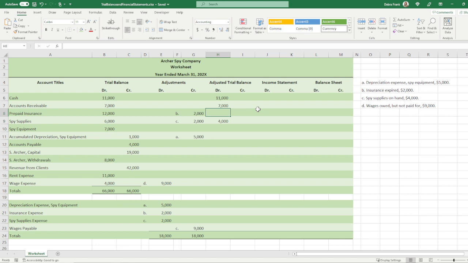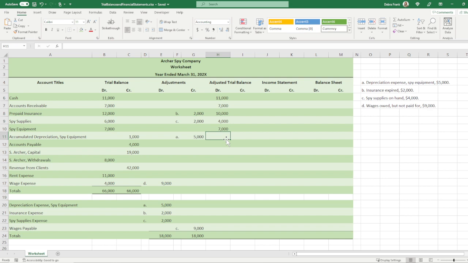Oh, we see a debit for 12,000 and a credit for 2,000. So we're going to take that debit minus the credit, right? 12 minus 2. So we have an ending debit balance of 10,000. That makes sense. Prepaid insurance is an asset, and the normal balance for an asset is on the debit side. For supplies, we can see the 6 minus the 2 is the 4,000, and that's what we were told over here, supplies on hand. So we are good there. And equipment, nothing happened to that. So we have 7,000 for a debit.